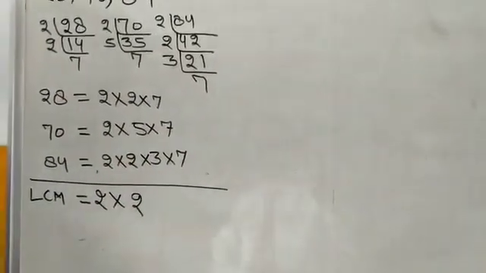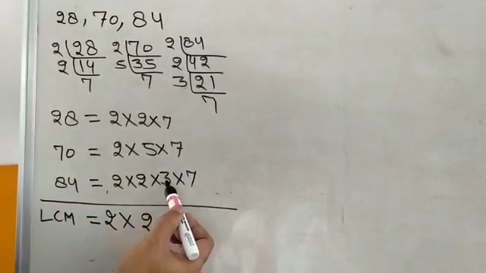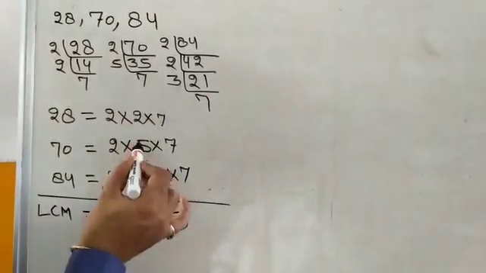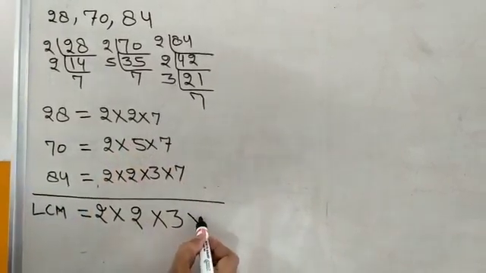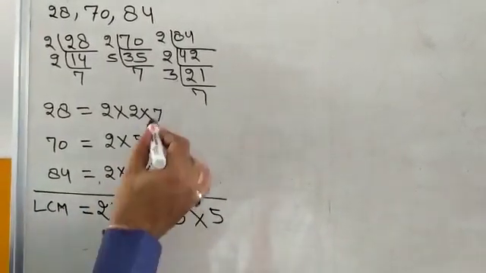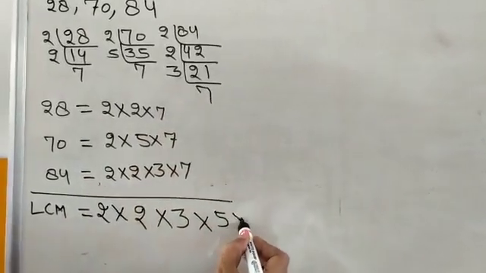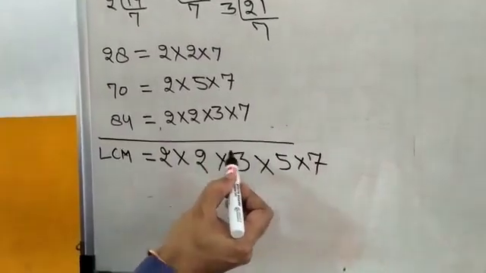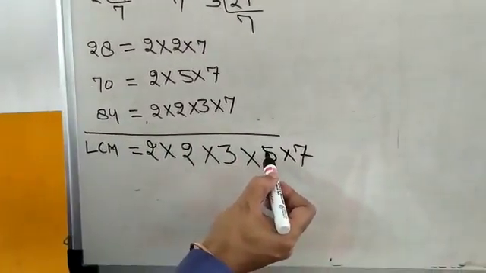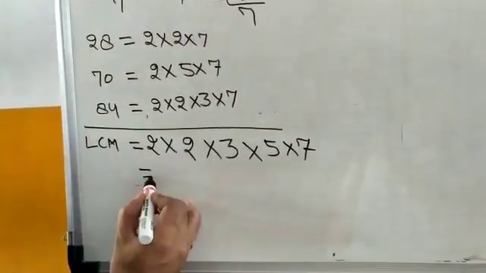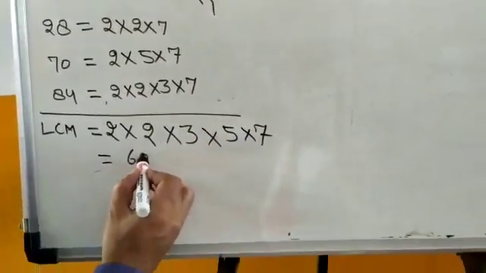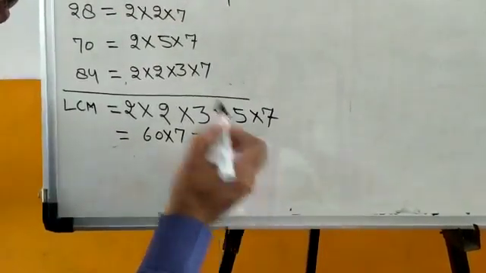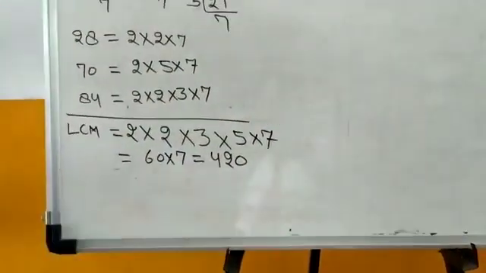Now we will do the same thing for 3. There is only one 3, so we will write 3. Then the next number is 5, so we will write 5. Then 7. Now we will multiply it. 2 2s are 4, 4 3s are 12, 12 into 5 is 60, and 60 into 7 equals 420. So 420 will be the LCM of these numbers.